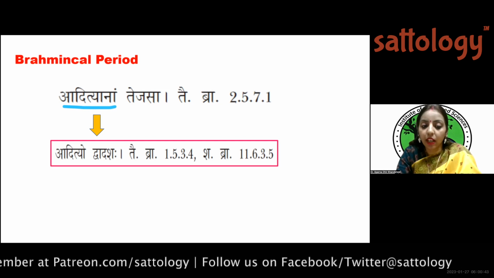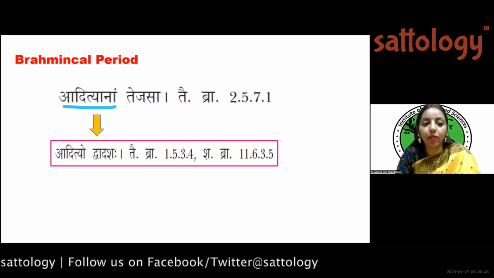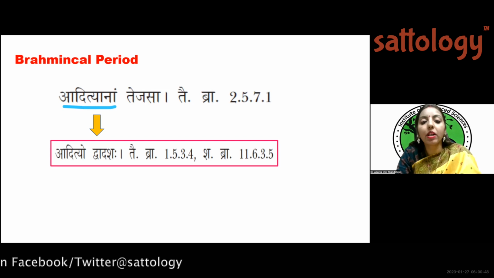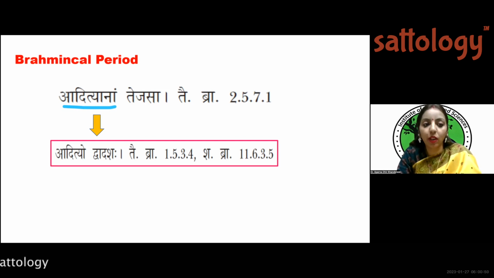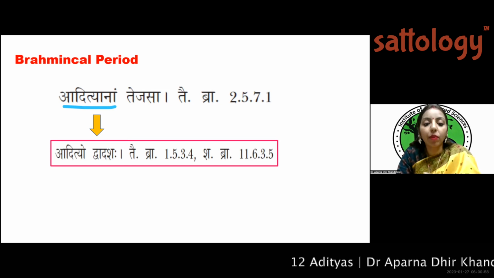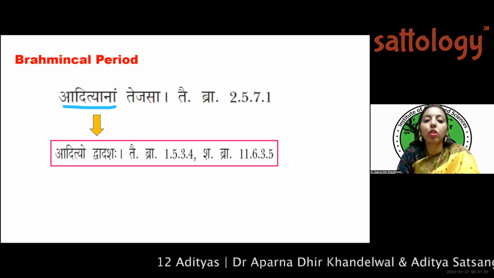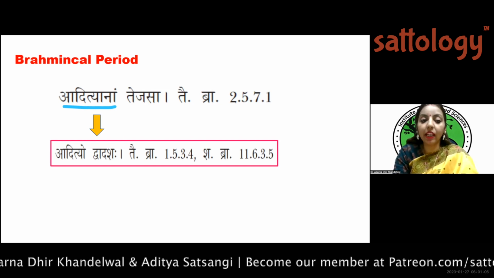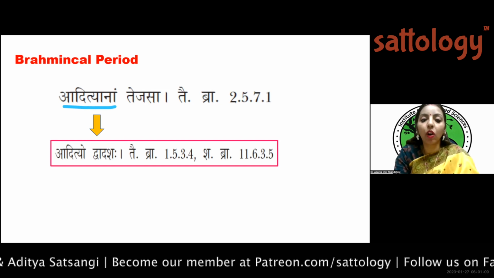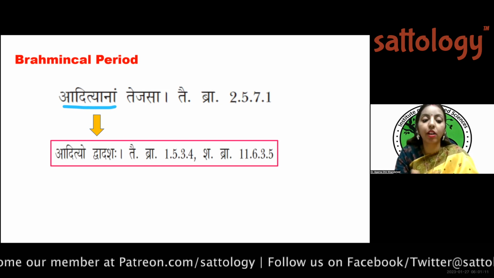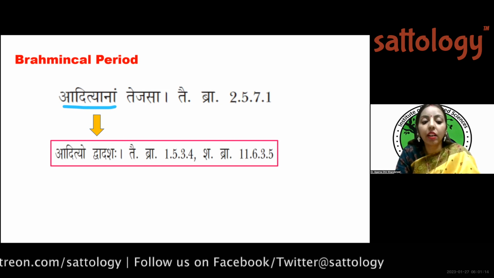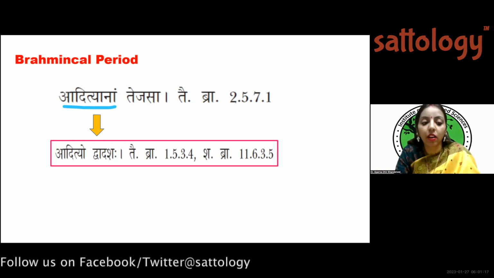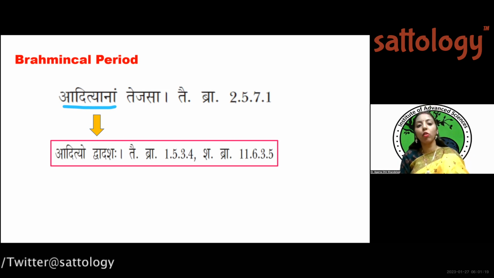Now, as I have mentioned, the Taittiriya Brahmana is the Brahmana of the Krishna Yajurveda, but the Shatapatha Brahmana is related to the White Yajurveda, or the Shukla Yajurveda. It is a Shukla Yajurveda Brahmana text. Here it is clearly mentioned in both references: Adityah Dwadasha. So far they were saying that Aditya is the term used for many suns or many Adityas, but now they conclude with the word Dwadasha, that the Adityas are 12.